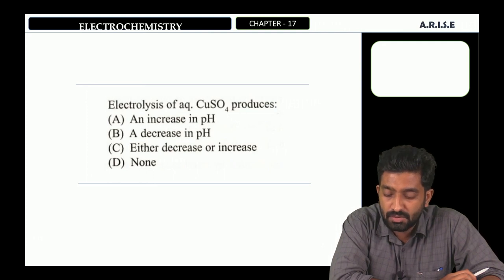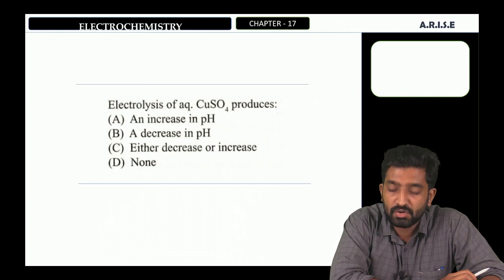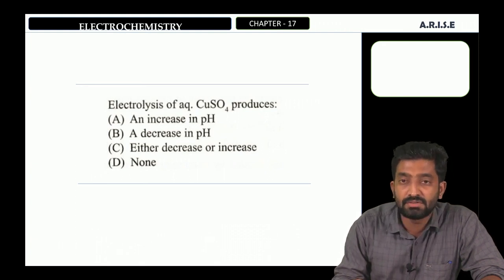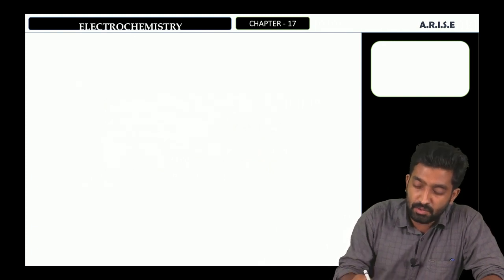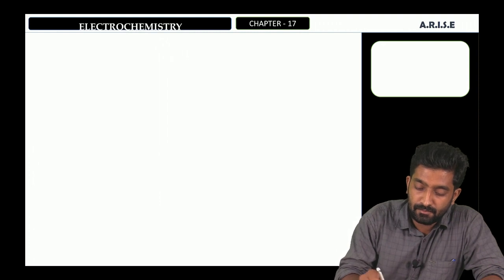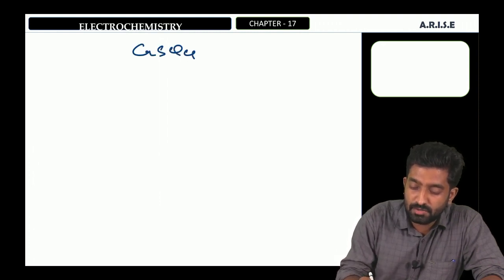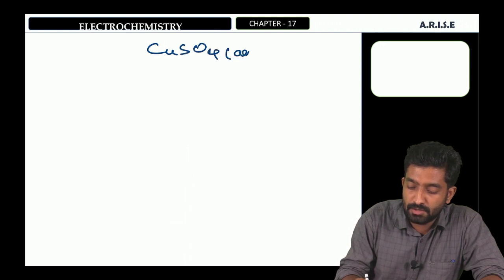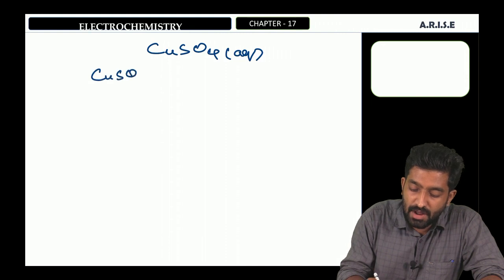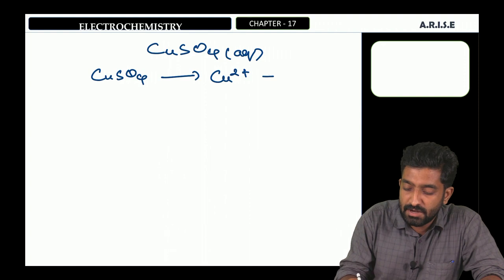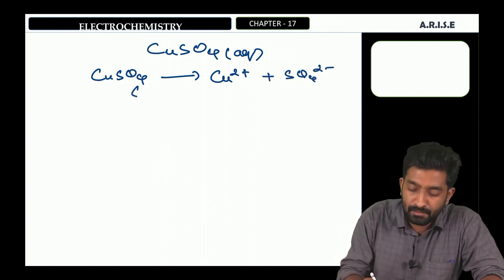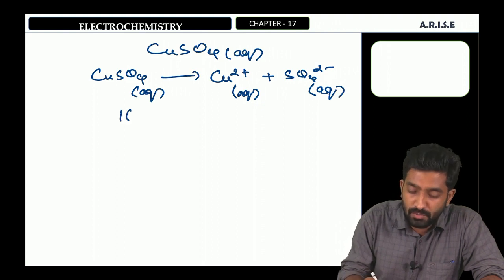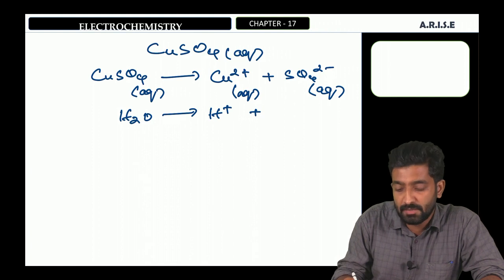Electrolysis of aqueous copper sulfate produces: an increase in pH, a decrease in pH, either decrease or increase, or none. Okay, aqueous copper sulfate, CuSO4. The CuSO4 molecule will produce Cu2+ cation and SO4 2- anion. And this solution contains water molecules. Therefore, water molecules will produce H+ ion and OH- ion.